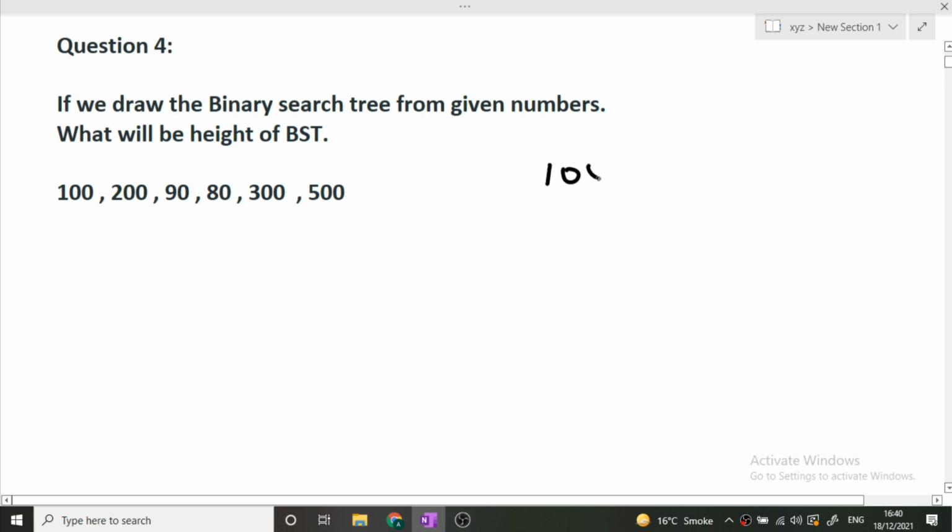So first number is 100, so it will be root. Next is 200, which is greater than 100, so it will move to the right of 100. Next number is 90, which is less than 100, so 90 goes on the left of 100. 80 is smaller than 100, then 80 is also smaller than 90, so 80 will move to the left of 90. Next is 300, which is greater than 100 and greater than 200, so it will move to the right of 200. Next comes 500, which is greater than 100, greater than 200, greater than 300, so it will come on the right side of 300.